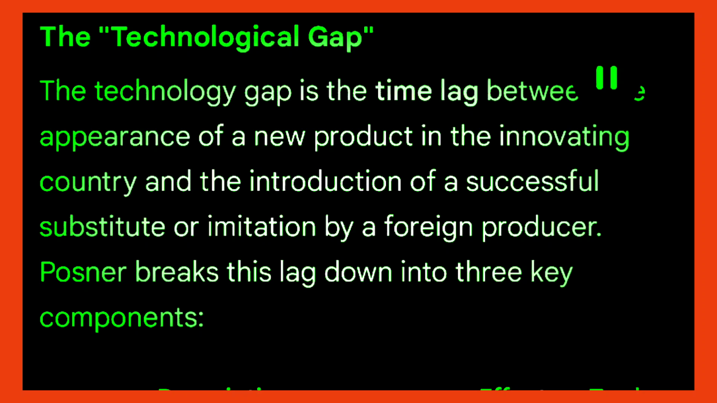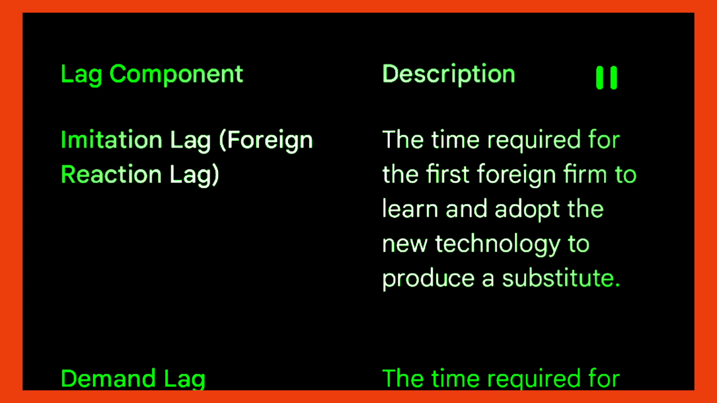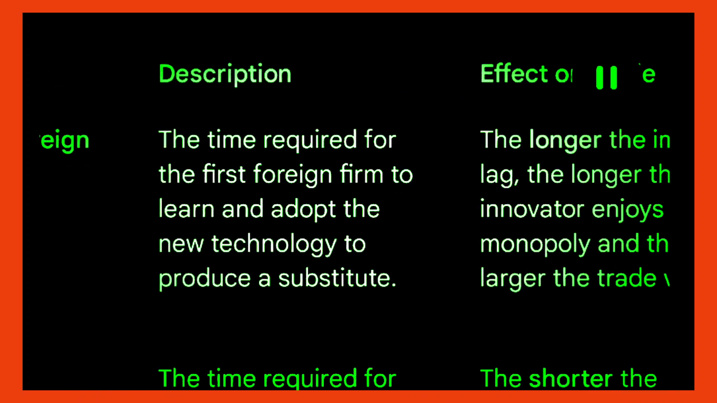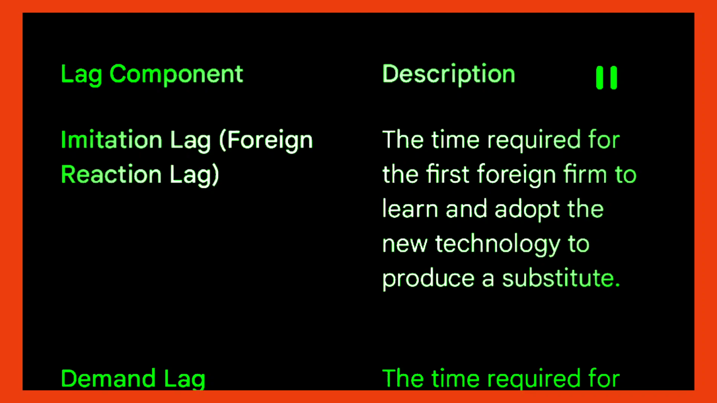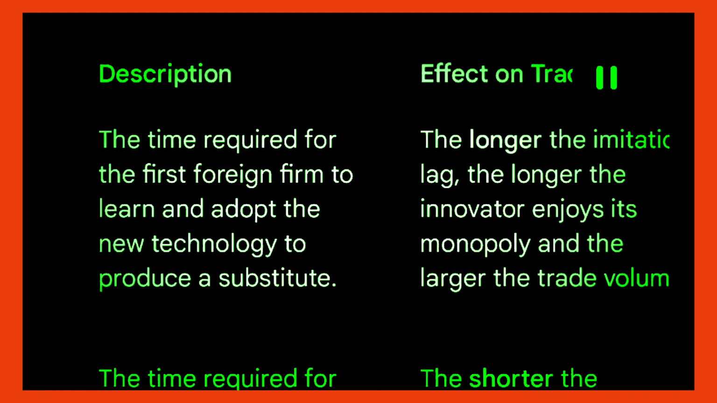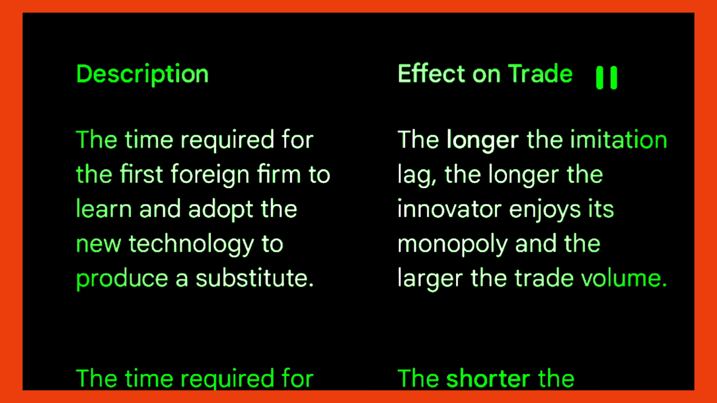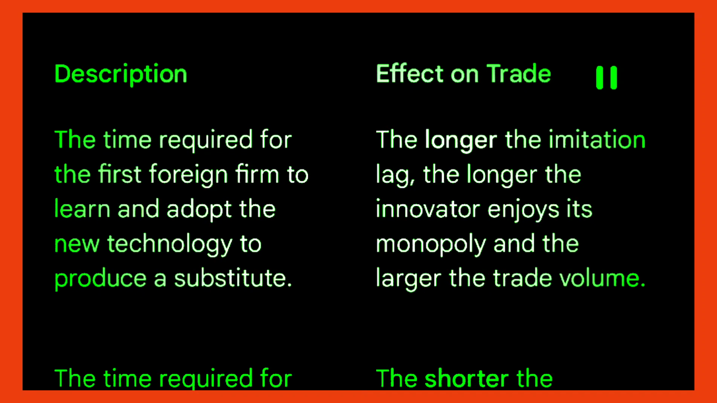Posner breaks this lag down into three key components. Lag component, description, effect on trade. Imitation lag, or foreign reaction lag: the time required for the first foreign firm to learn and adopt the new technology to produce a substitute. The longer the imitation lag, the longer the innovator enjoys its monopoly, and the larger the trade volume.